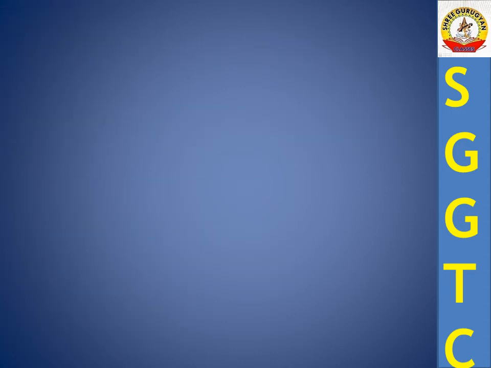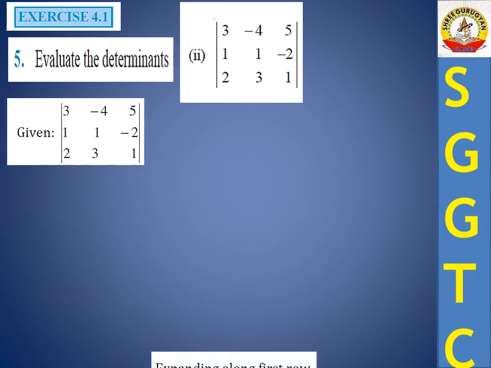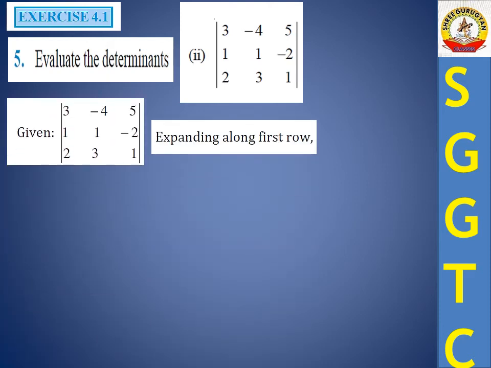Yes, next one. 4.1 continue. Question 5, second one. Here also I take the first row elements only, 3 minus 4 5. So now I start with the 3, expanding along the first row elements. First element apply, row number 1, 3. So if you block the 3, remaining data 1 minus 2 3 minus 1, sorry, plus 1.